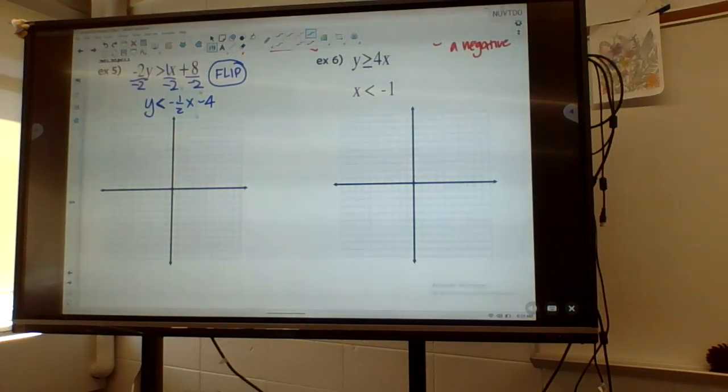So we're going to begin at -4, put a dot there, and our slope is a -1/2. So we're going to go down 1 and over 2. But I'm not going to draw a solid line because it has that inequality that doesn't have the equal to. So I'm going to just put dots in between here. So I went to -4, down 1 over 2.